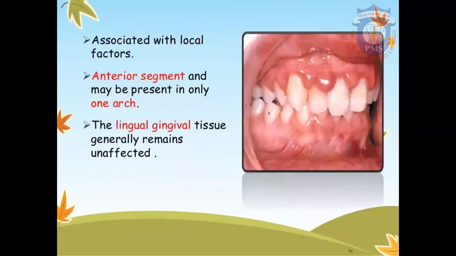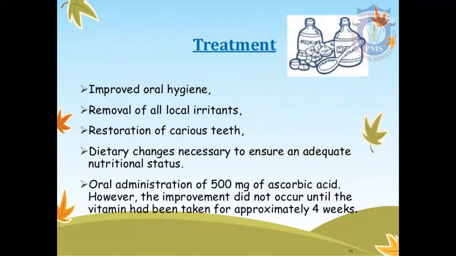So, as said before, the anterior segment may be present in only one arch. The lingual gingival tissue generally remains unaffected. So, the treatment includes maintaining improved oral hygiene, removal of all local irritants, restoration of carious teeth, dietary changes necessary to ensure an adequate nutritional status, and oral administration of 500 milligrams of ascorbic acid. However, improvement did not occur until the vitamin had been taken for approximately 4 weeks.